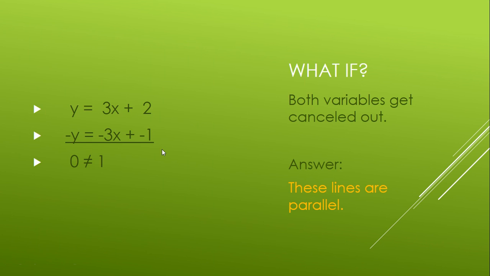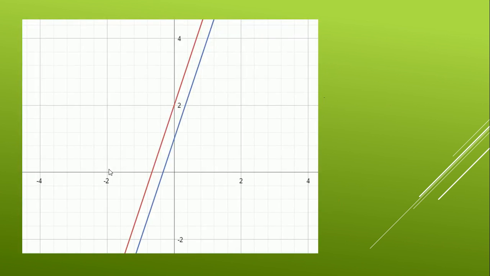And you don't always have to get 0 does not equal 1. It could be any number. It could be 0 does not equal 2, or 1 does not equal 2. But that's probably what is happening. You probably have parallel lines.